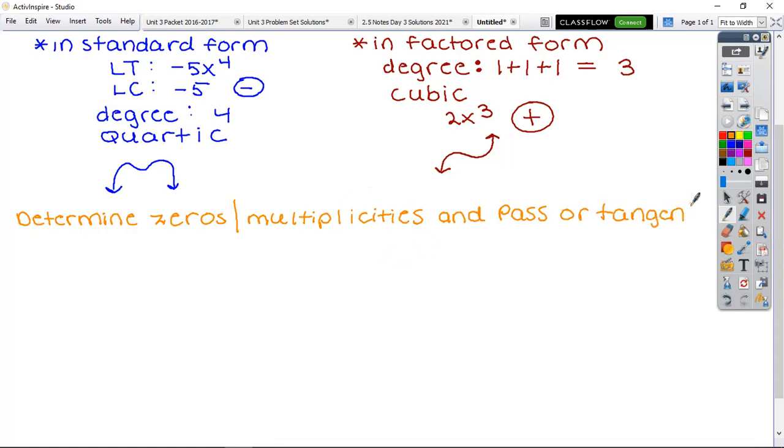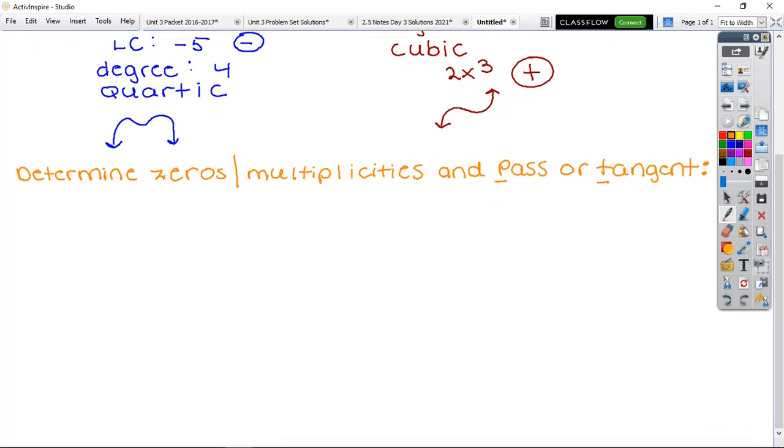And then one of these on these two. For pass, I'm going to use a P, and then for tangent, I'm going to just do a T. And you can do the same thing. So let's say we have this one.